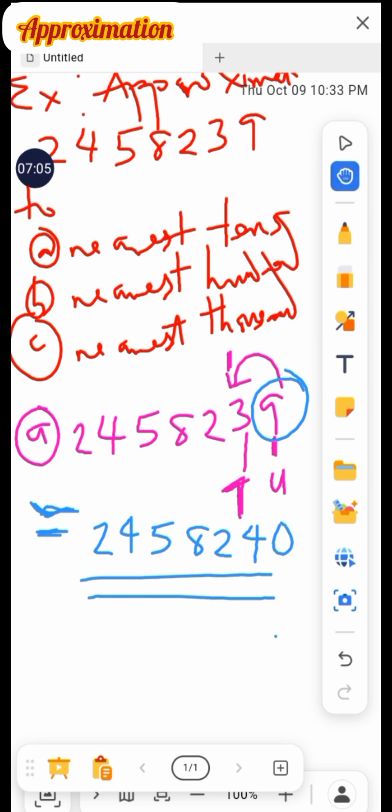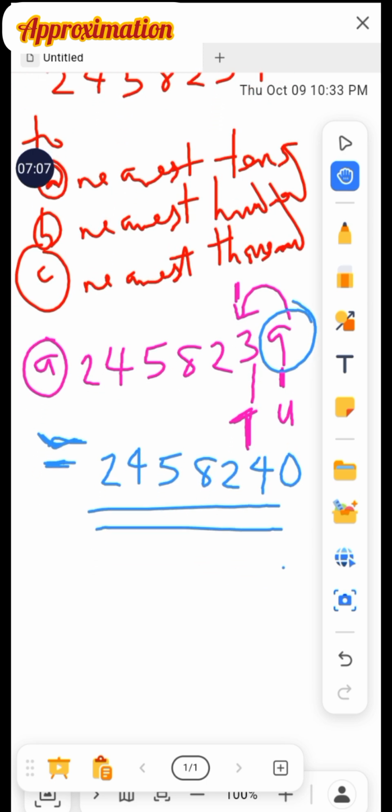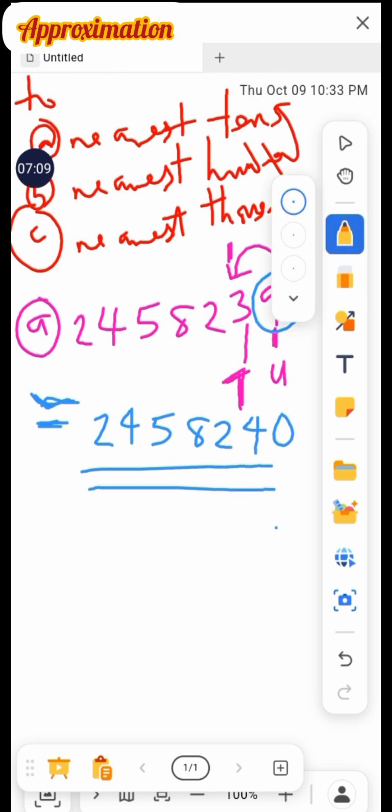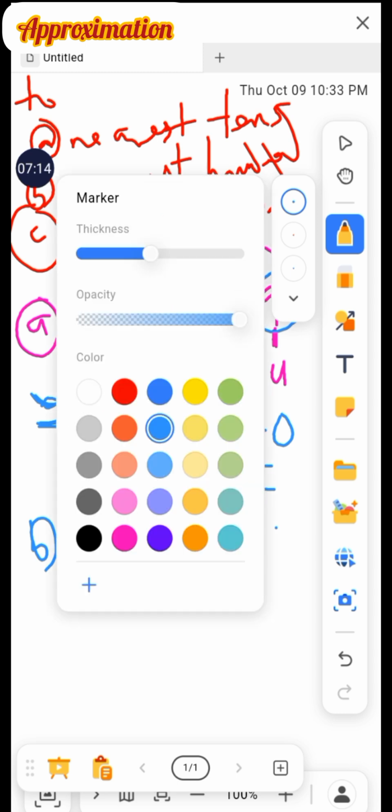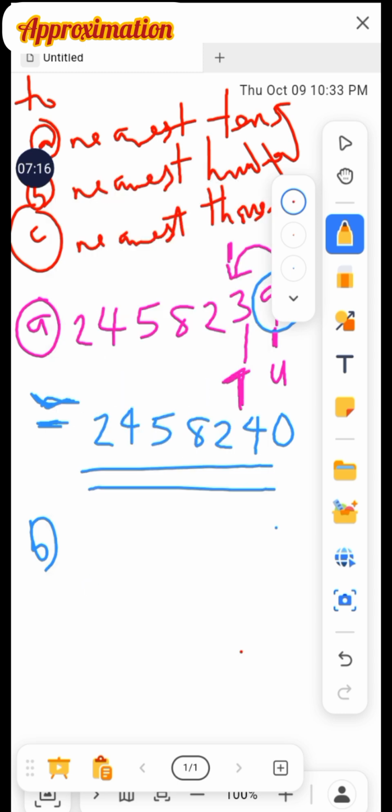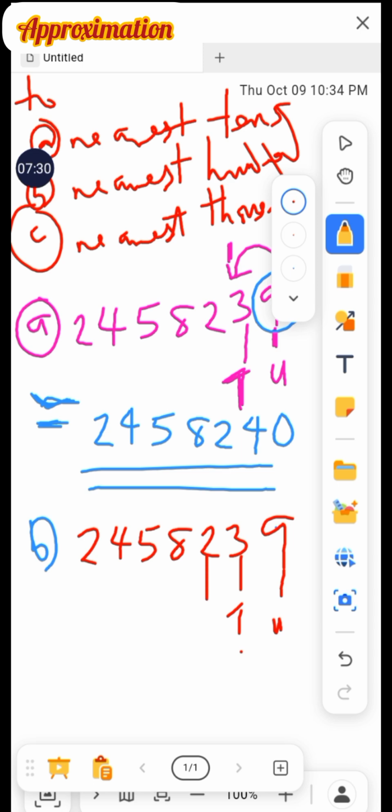Okay, if we understand that, let us answer question B. What does question B say? Question B says to the nearest 100. Still the same number, 2458239 to the nearest 100. So using your principle of place value, this is our units, this is our tens, this is our 100. So I'm working on this.